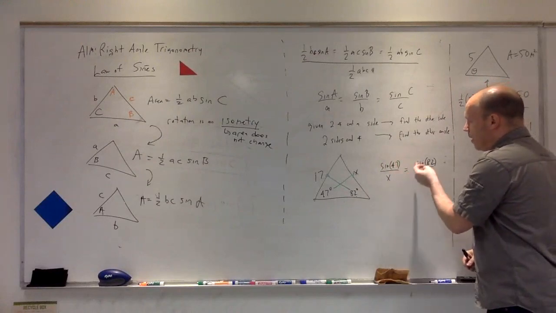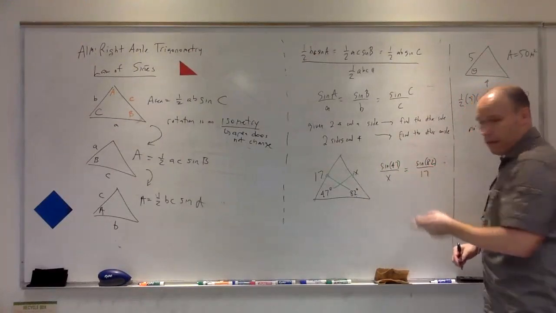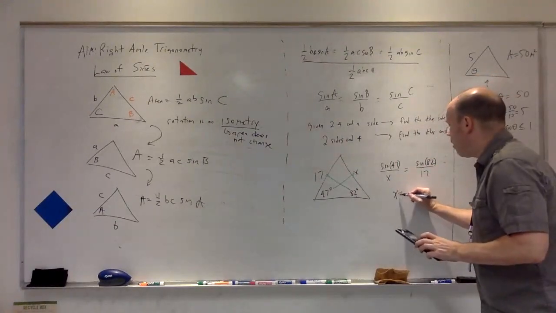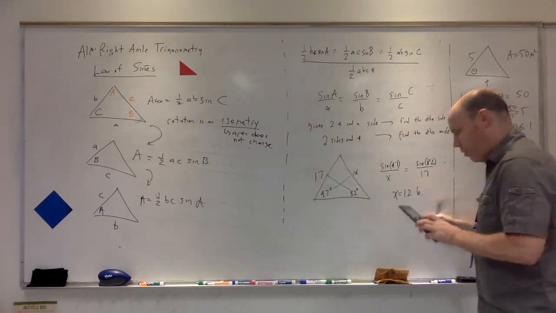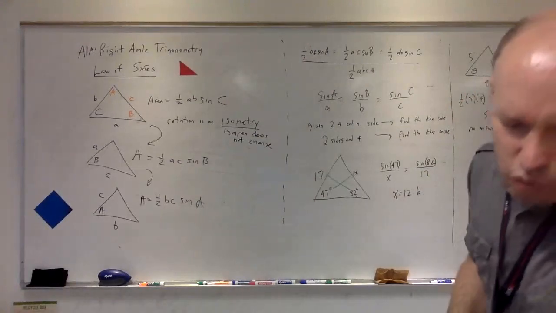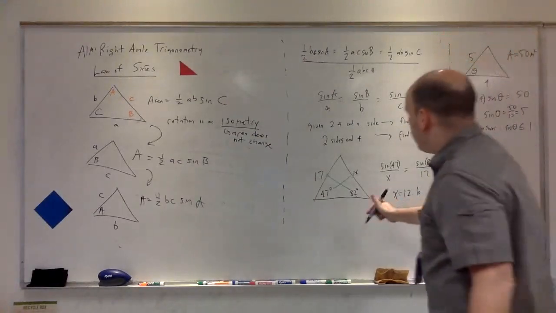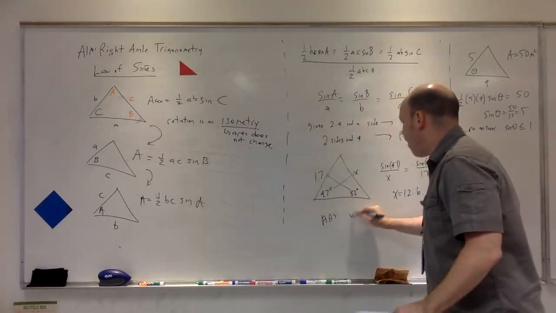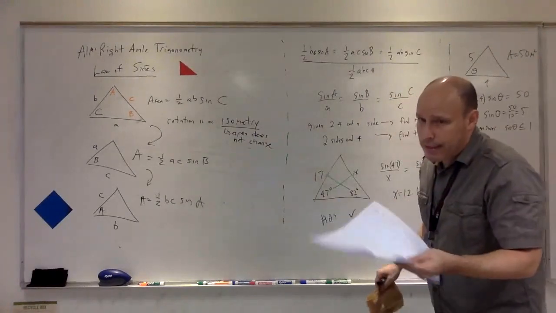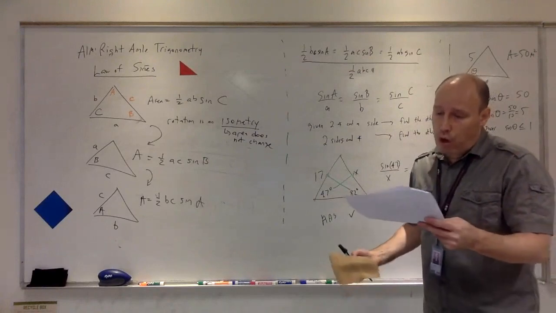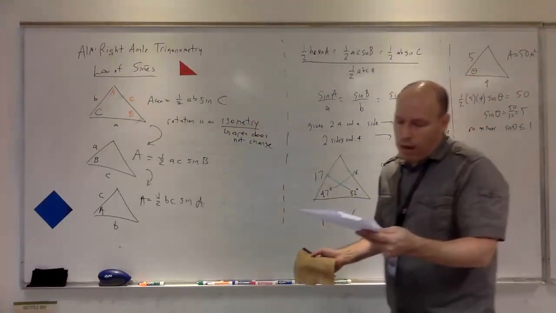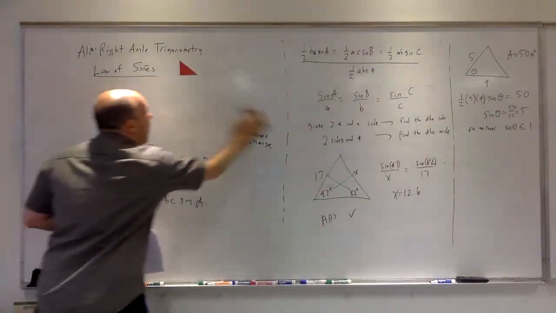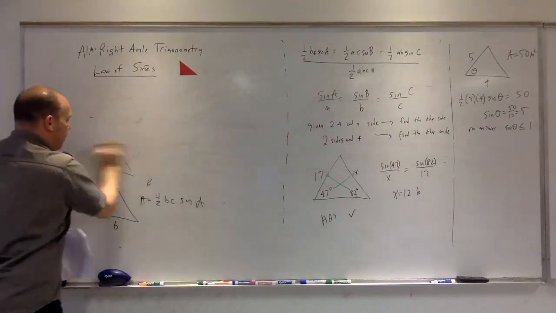Sine of 47 divided by x is equal to the sine of 82 divided by 17. Final answer is 12.6. Okay, so those are easy. If you're given angle, side, it's easy. It's fine. There's no problem. But this is higher level, so we need to address the question that might give us problems.